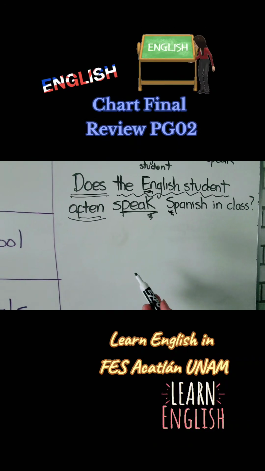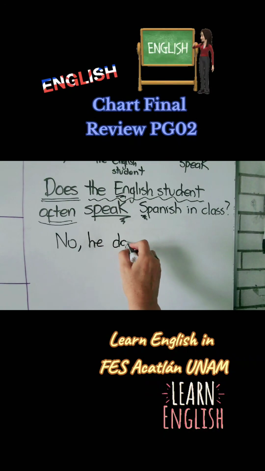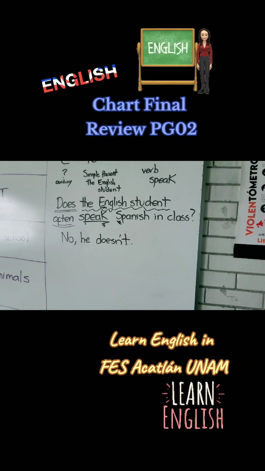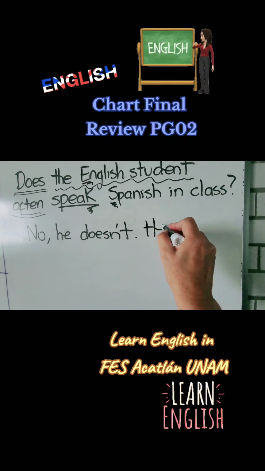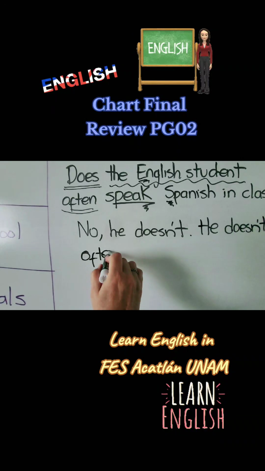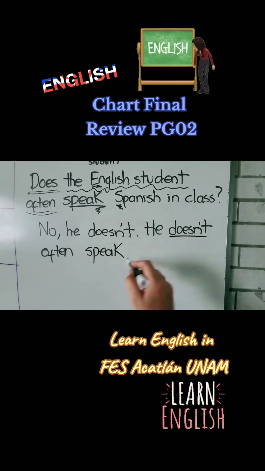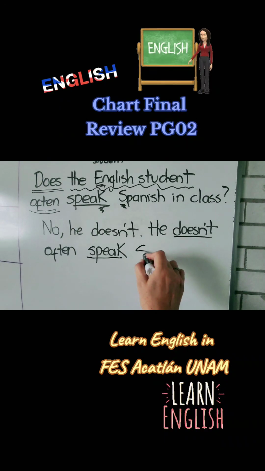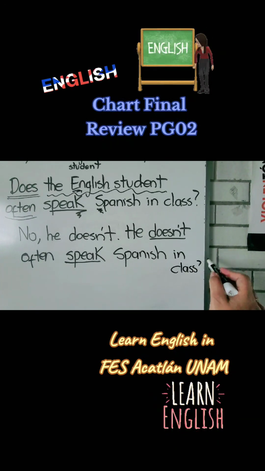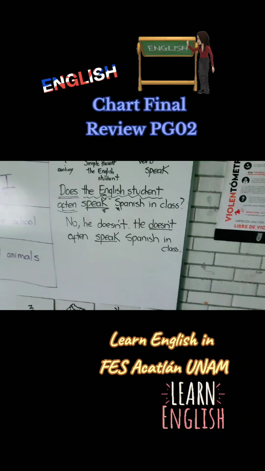Then you can answer with yes, no. No, he or she doesn't. He doesn't often speak Spanish. He or she doesn't often, to add the frequency adverb, speak, no conjugation because we have the auxiliary negative, doesn't often speak Spanish in class. There you go. There's another example and one more to go, and we're done.